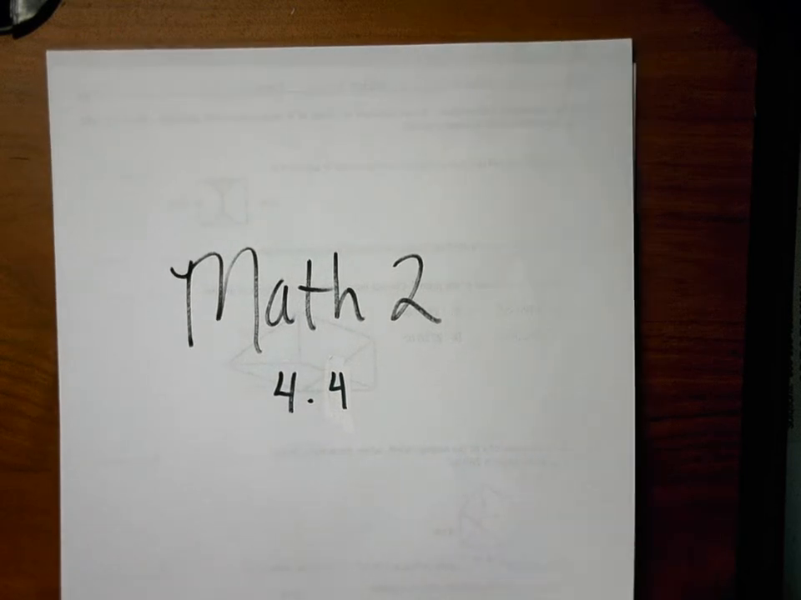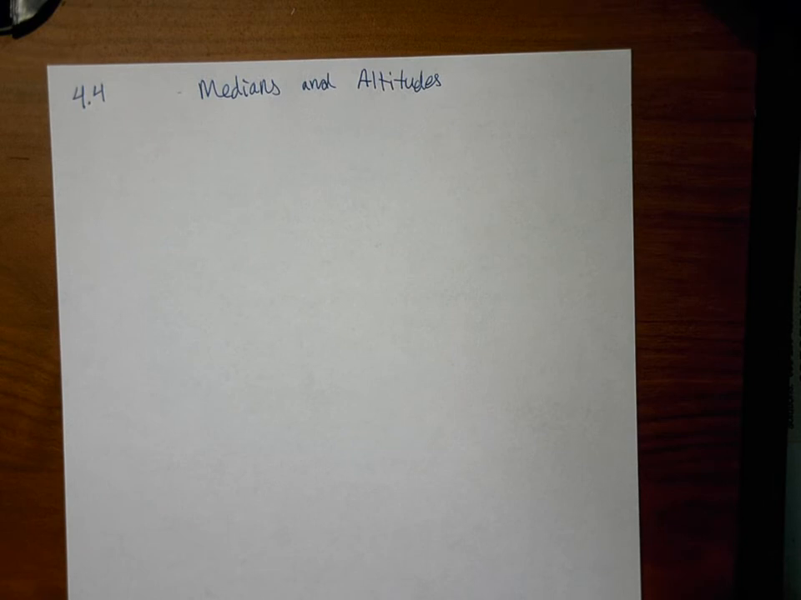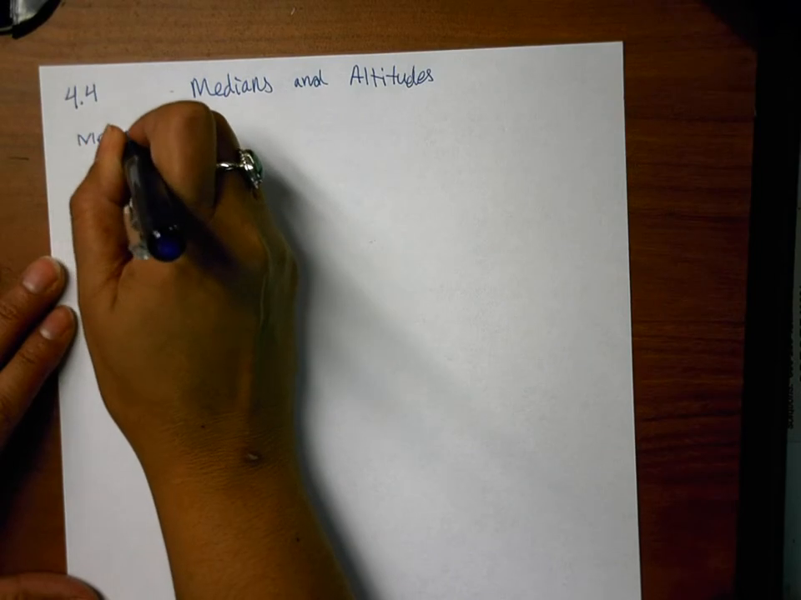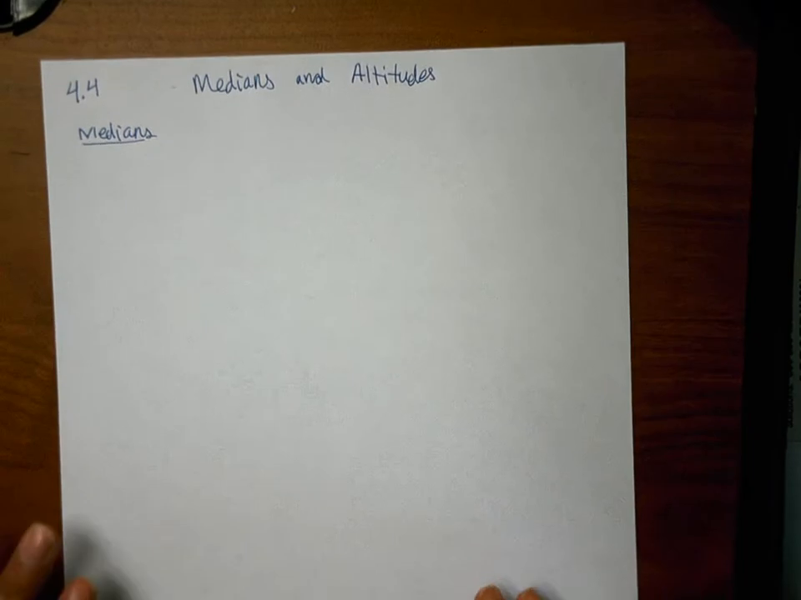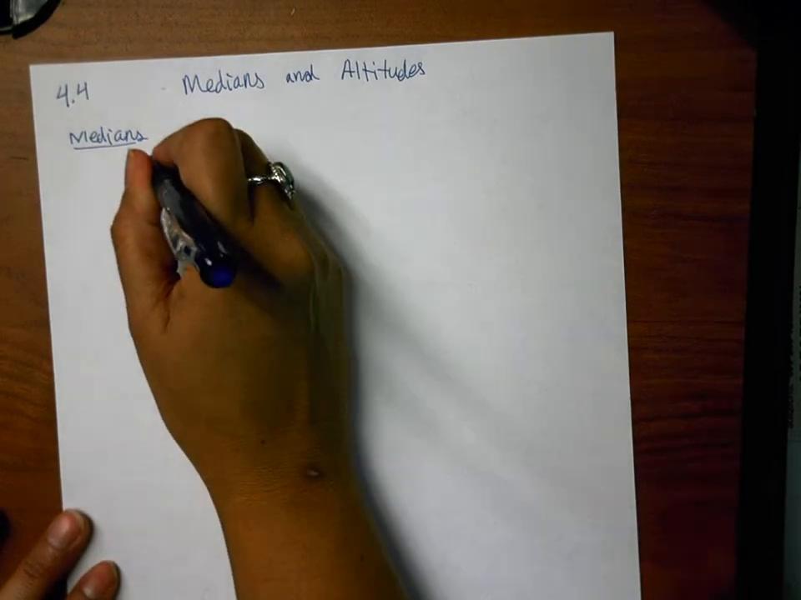This is Math 2, 4.4 notes. That's Unit 4, Lesson 4. The title is Medians and Altitudes. Define a median. What are medians of a triangle?